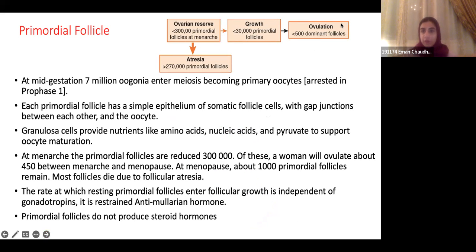So your primordial follicle, let's just quickly talk about this. It's what you've had from mid-gestation. You have a lot of oogonia, basically all your eggs, they enter meiosis and become primary oocytes, okay? So they stop in prophase 1.